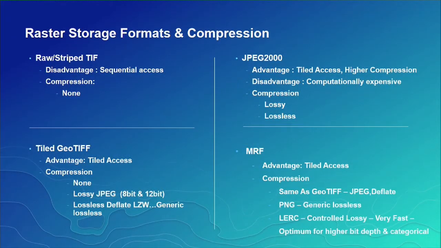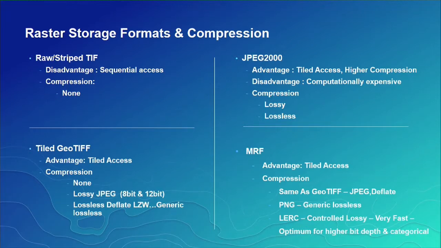I'm going to mostly skip over this slide, but again, if you want to know the difference between raw TIFF with data stored in stripes versus tiled, if you've got a lot of JPEG 2000, this would also apply to MrSID, or it's a little different with ECW format, but any of the wavelet compressed formats in the upper right, I'm mostly skipping over this. Where I want to focus is this MRF format in the lower right, and a couple of key advantages.